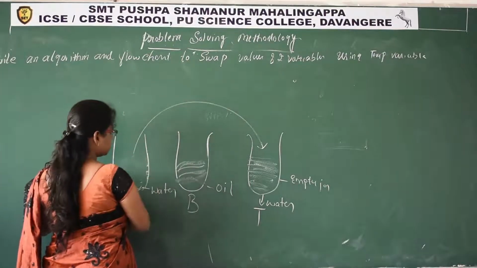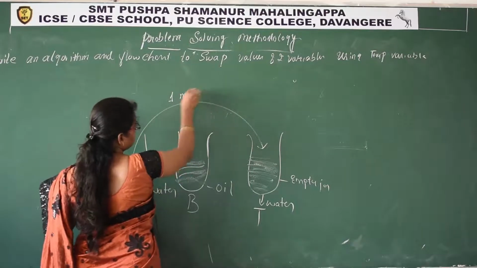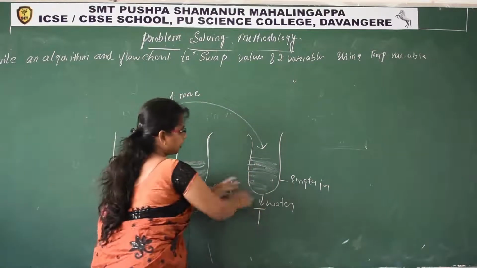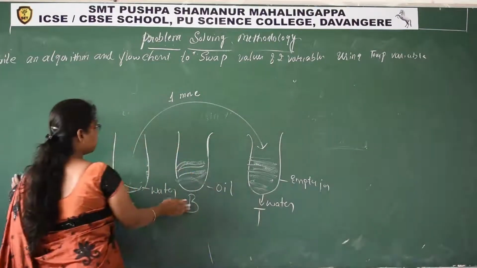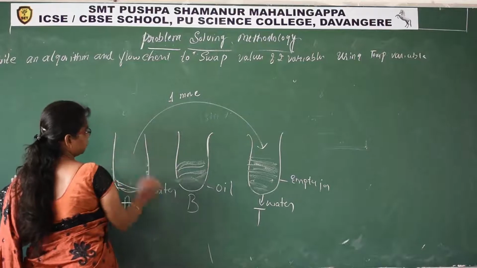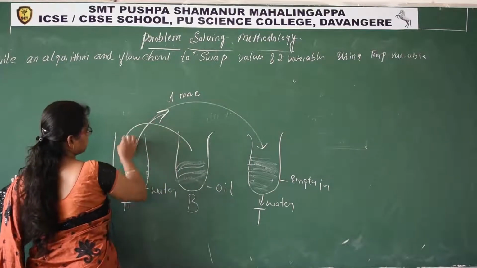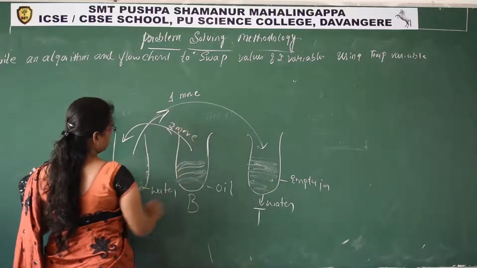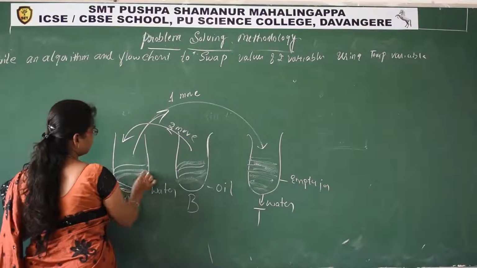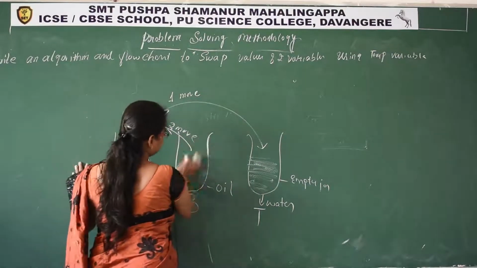Now after that, I'll pour. What is the first move here? Water to temp, that is, jar A to jar T. Now jar B to jar A, second move. This is the first move and this is the second move. Now jar A becomes oil, it contains oil, and this becomes empty.